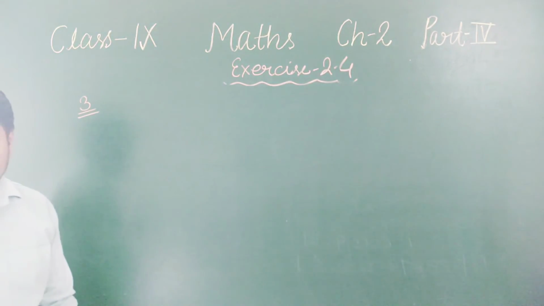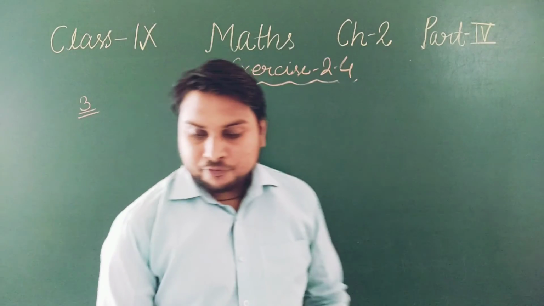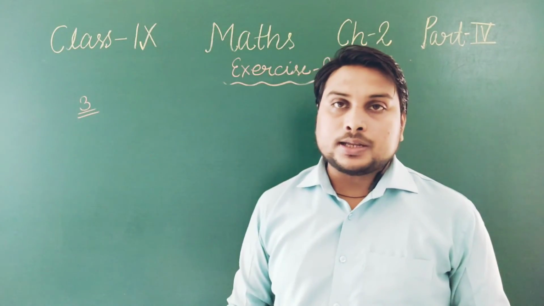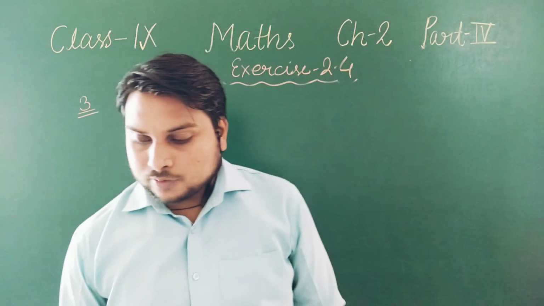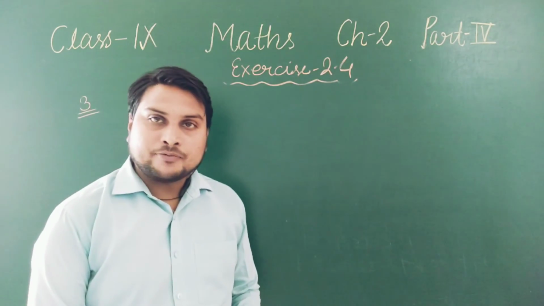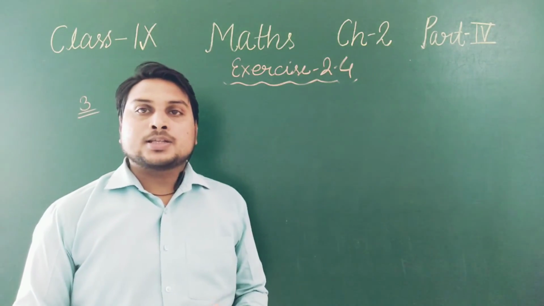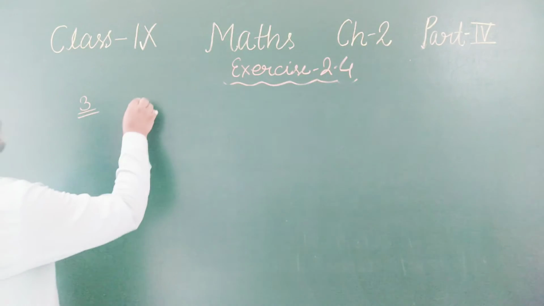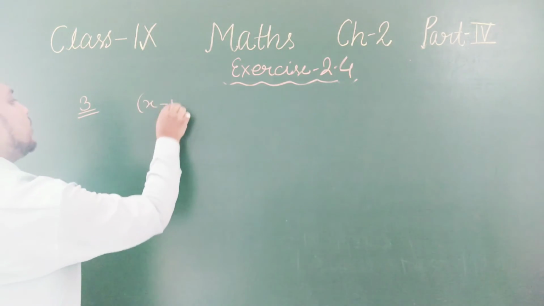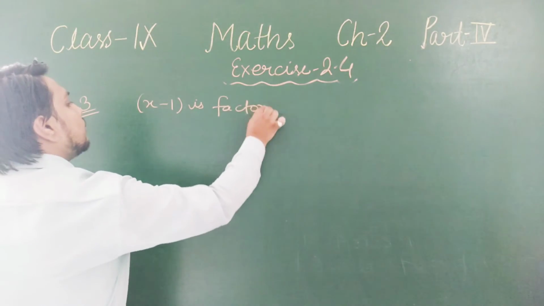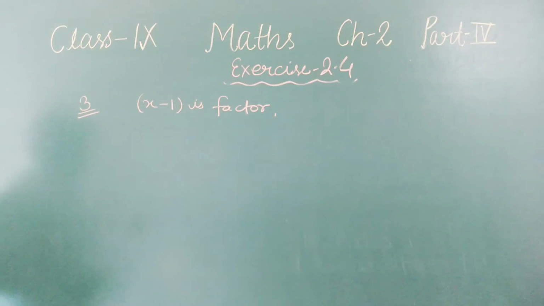The next question, question number 3, is: find the value of k if x minus 1 is a factor of each of the following cases. It is given that x minus 1 is the factor, and in that case you need to find the value of k. So x minus 1 is a factor, it is given, and we need to find the value of k.